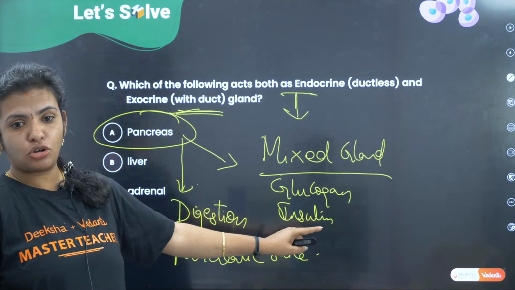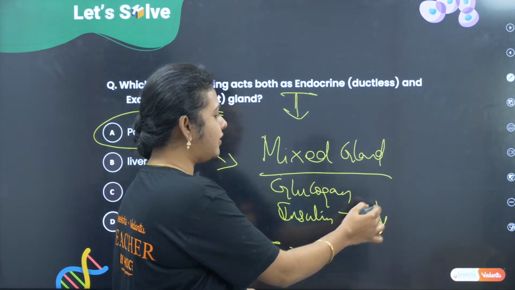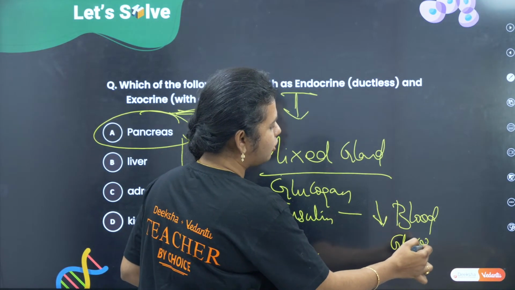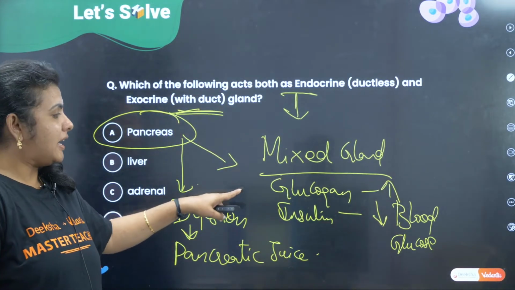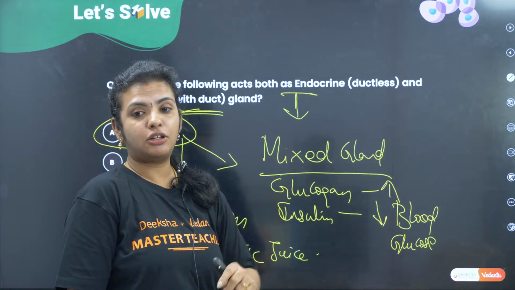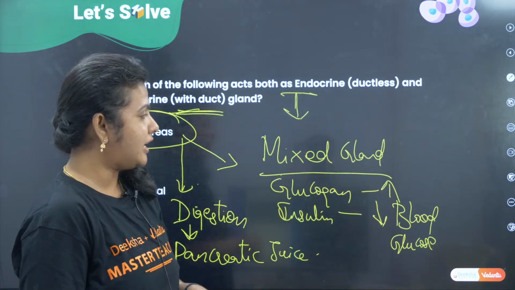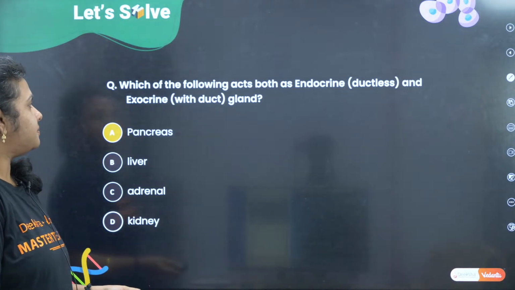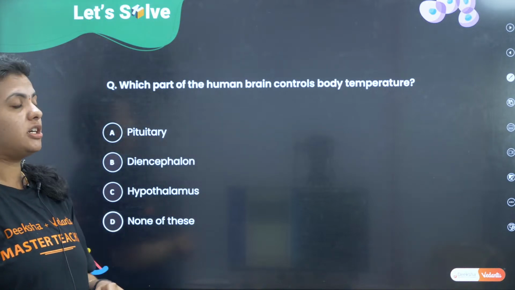Okay, so insulin is going to decrease the blood glucose level, whereas glucagon is going to increase the blood glucose level. So they act opposite to each other. The pancreas has islets of Langerhans, and they are going to produce two types of cells, alpha cells and beta cells, which release glucagon and insulin, which is why we call it a mixed gland.